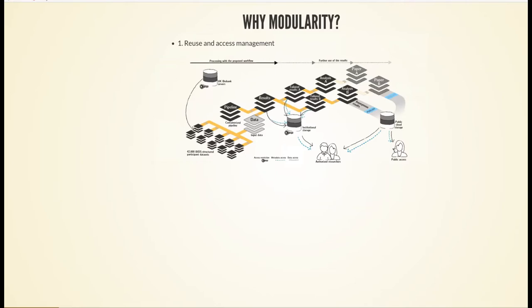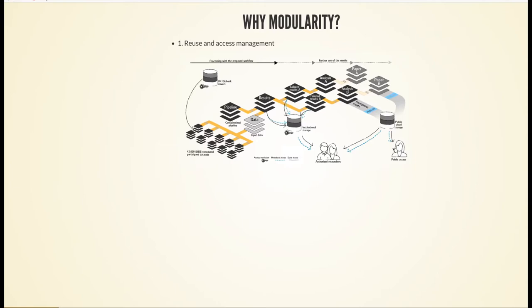The reasons for this are multiple. One reason for this modularity is reuse and access management. And here's a figure that tries to illustrate that. An analysis is something that contains multiple different parts, and these parts can either be reused several times. So you may have results from a pre-processing pipeline that can be used in several different analyses. Or these parts are useful for different people or not to be used by certain people.